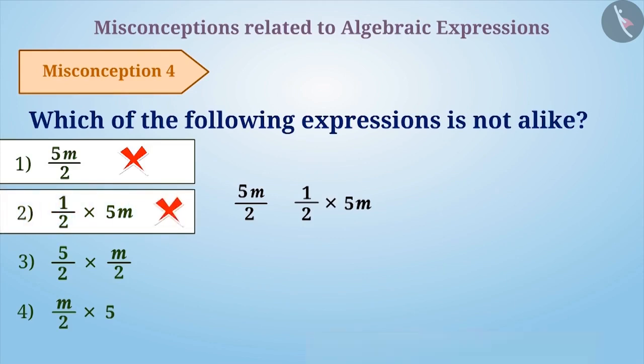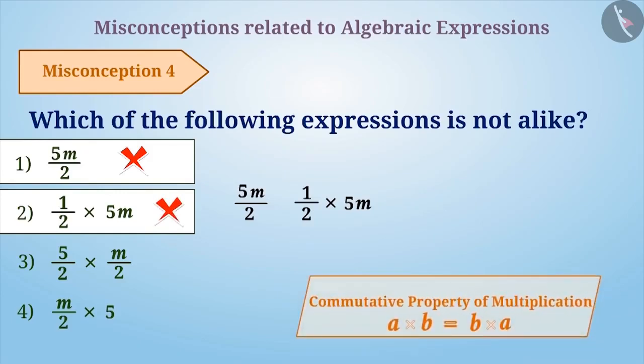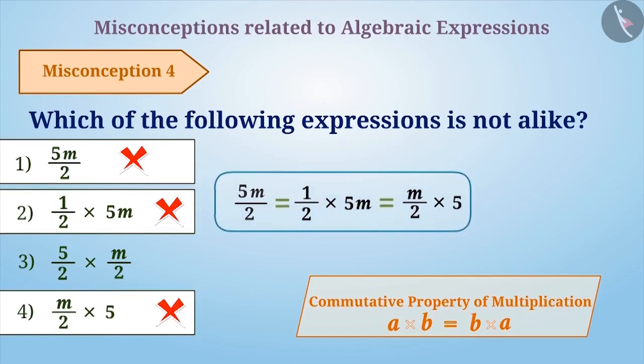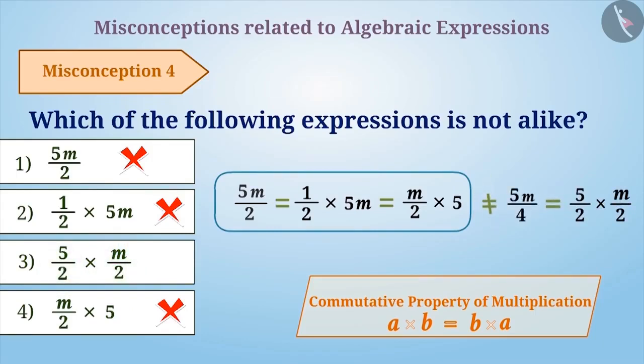Because of a lack of understanding of commutative property of multiplication, m by 2 into 5 is given as the answer. Here, options 1, 2 and 4 are equal, but in 5 by 2 into m by 2, 2 has been divided twice, and so option 3 is not equal to these options. So the correct answer is 5 by 2 into m by 2.